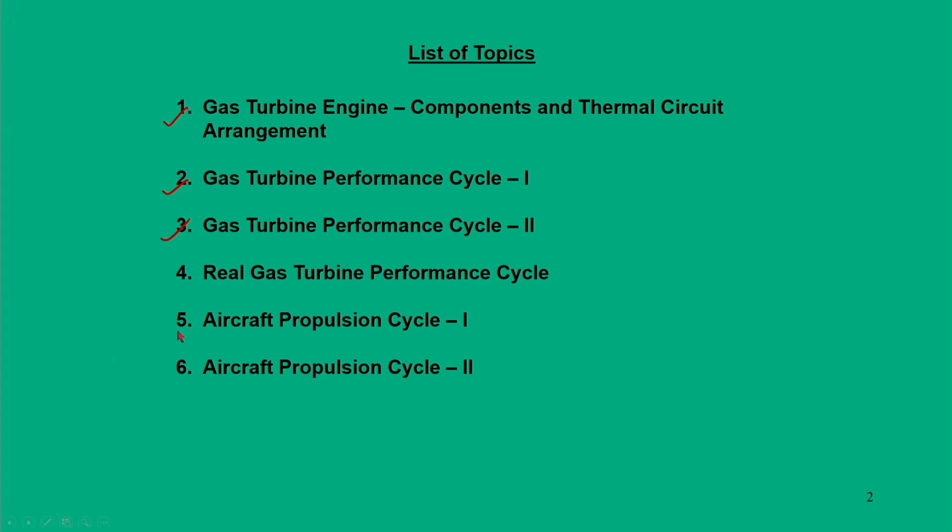So, we will move to the aircraft propulsion cycle in the subsequent class, but before that, we must understand some other concepts, that is, how the real gas turbine performance cycle differs from the original cycle. By original cycle I mean the very basic cycle for gas turbine engines, the Brayton cycle, and on top of that we introduced the modified cycles in terms of intercooling, reheating, and reheat and intercooling with combined performance.